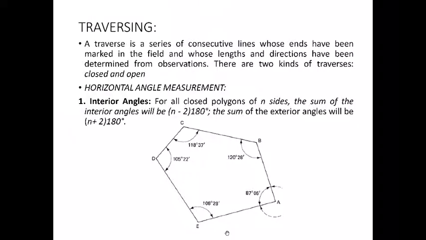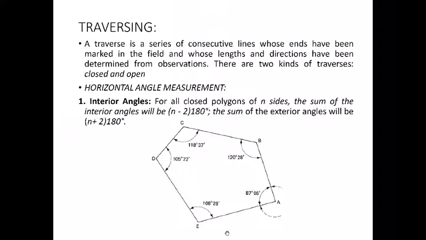So before we begin our chat about Theodolite, first let's quickly review what is traversing. Traversing is when you set out a series of connecting lines whose ends have been marked. Basically, you set out different points in the field and those points are joined together by connecting lines, and you can have two types of traverses. Either you can have a closed traverse or an open traverse.